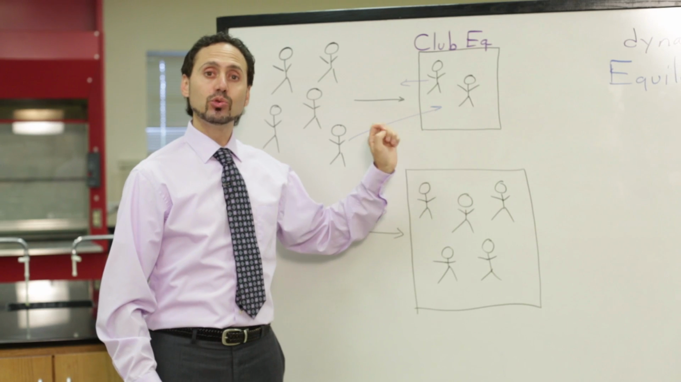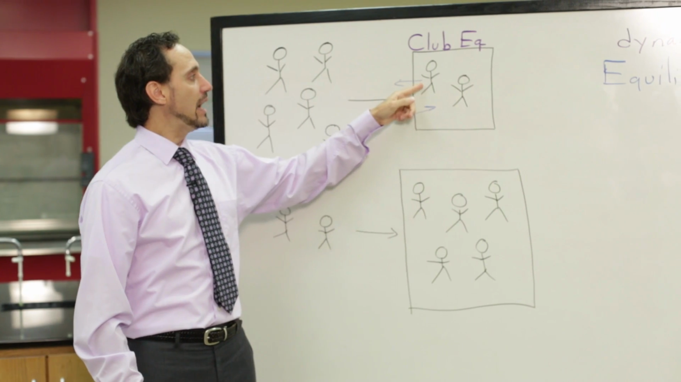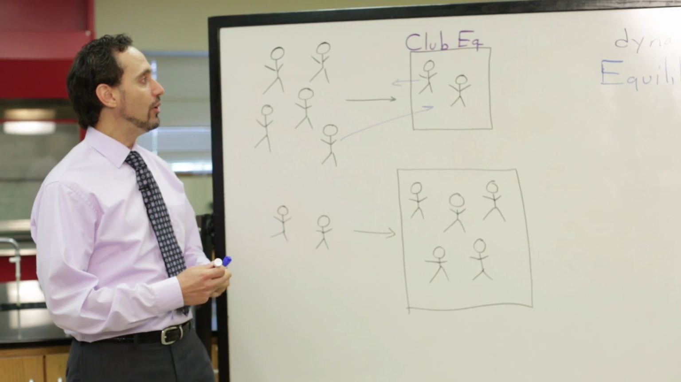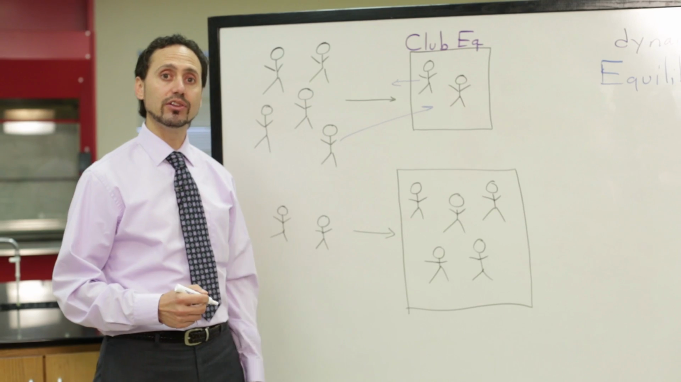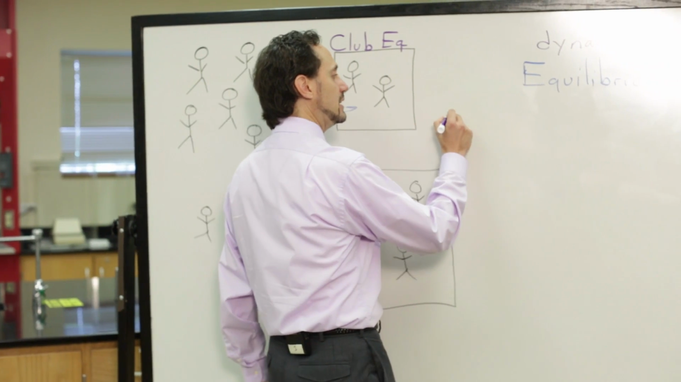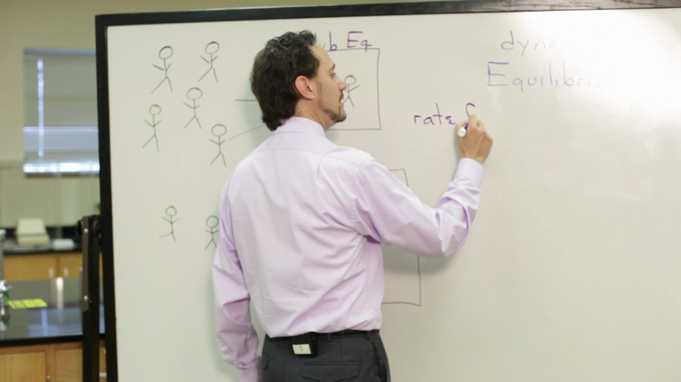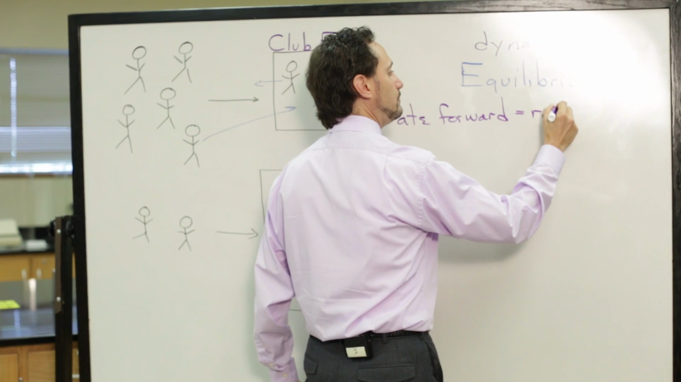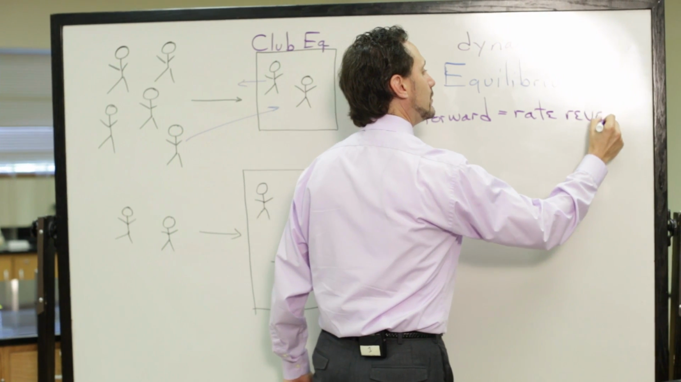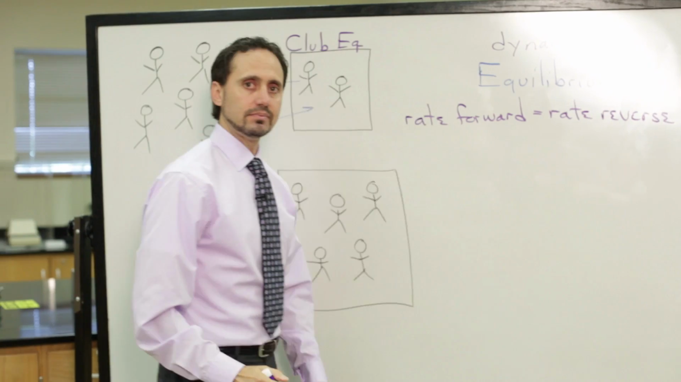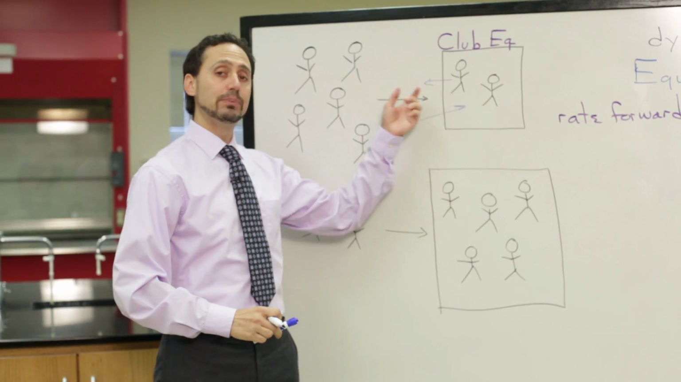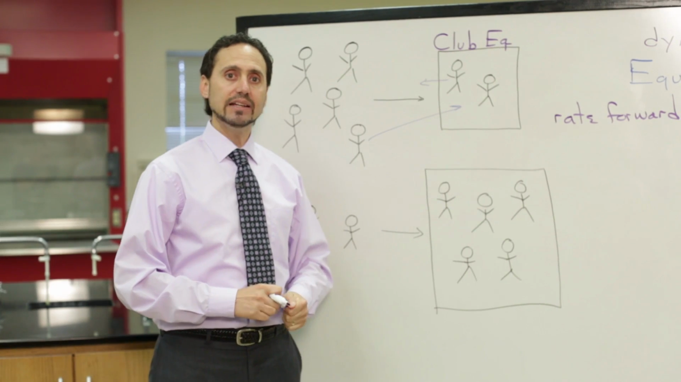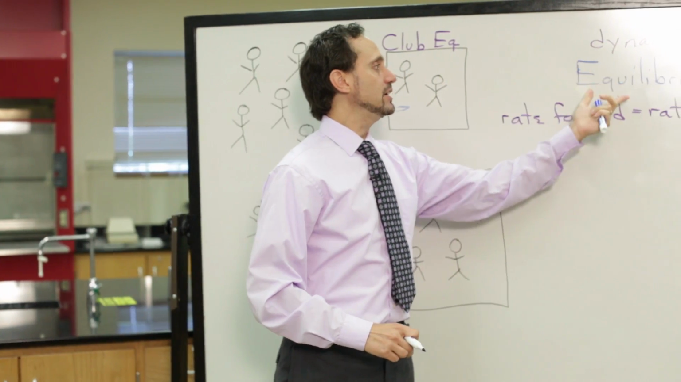Okay? That's what equilibrium means. We have one person leaving, one person coming in. When we're talking about how many people are going one direction or the other, we can use the idea that the rate of the forward reaction is equal to the rate of the reverse reaction. In other words, we have some people leaving, but an equal number of people are coming in. And that is the concept of a dynamic equilibrium.